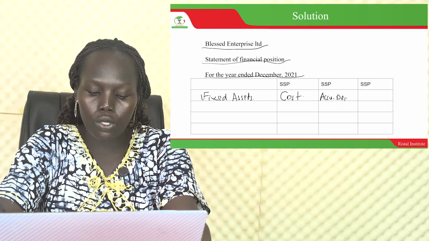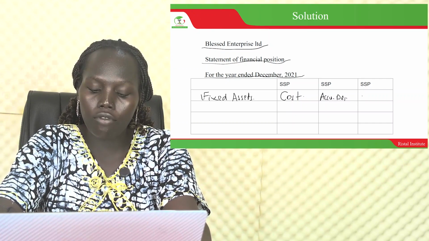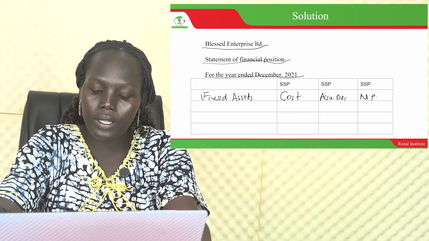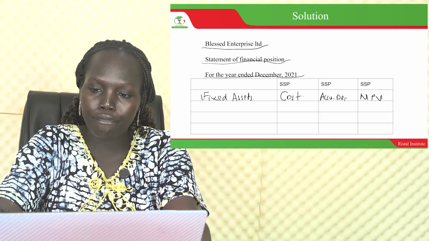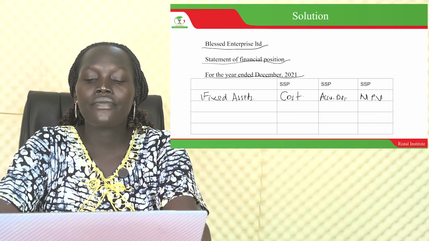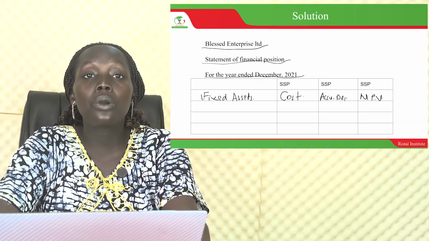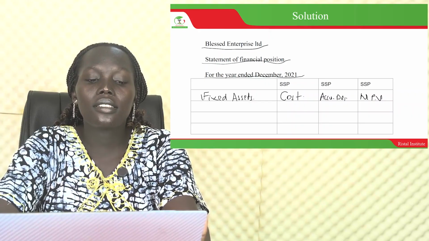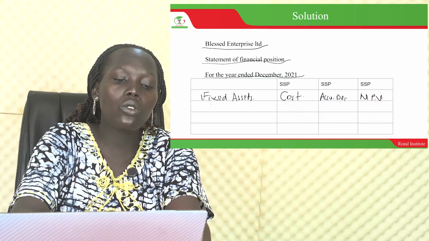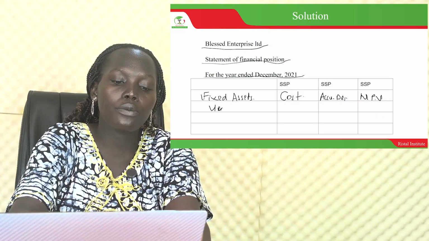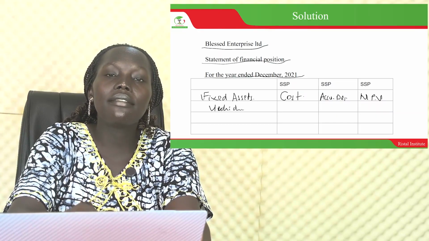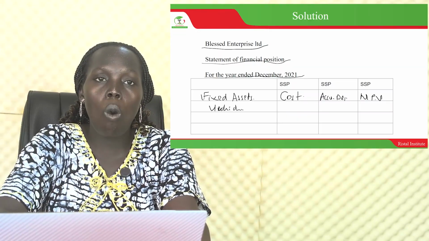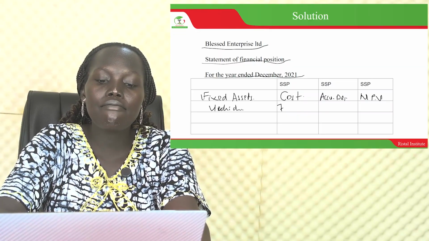Cumulative depreciation. And then we have what we call net present value, NPV. So this is our formula that we are going to come up with to be able to come up with our total fixed assets. They have given us a vehicle, and they said the cost of the vehicle is 7 million.